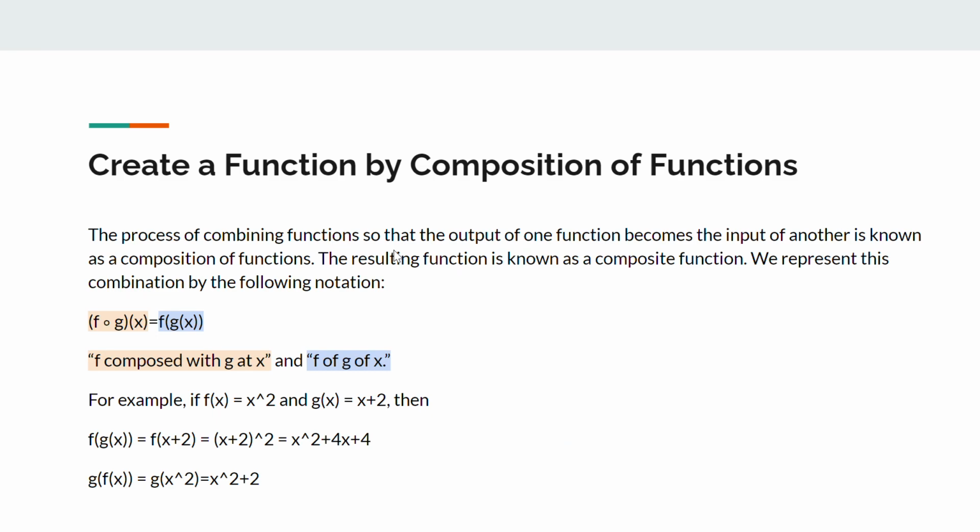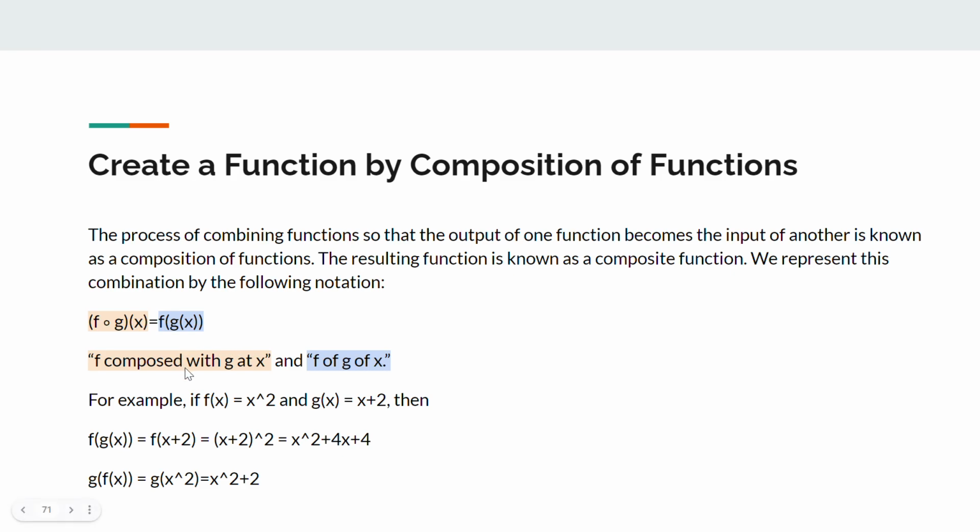The second one is creating a function by composition of functions. The process of combining functions so that the output of one function becomes the input of another is known as composition of functions. The resulting function is known as a composite function, and we represent this combination by the following notation: f composed with g at x, and f of g of x. They are the same thing, so you just have to note that they're the same.